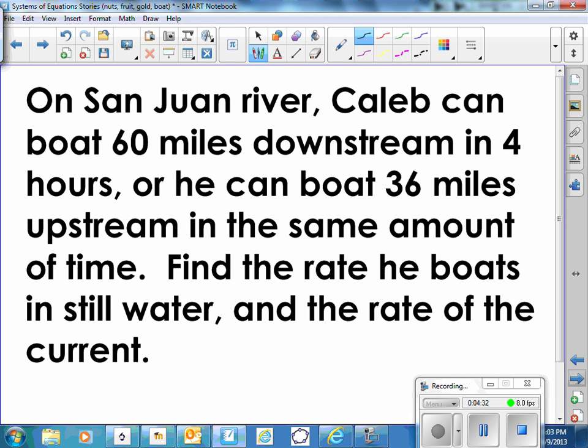Well, let's say we're traveling down the San Juan River for 4 hours. We go 60 miles in a boat, so it's faster than the current. Or we can go upstream against the current, but in 4 hours we can only go 36 miles. So let's solve for the rate of the boat in still water and the rate of the current.